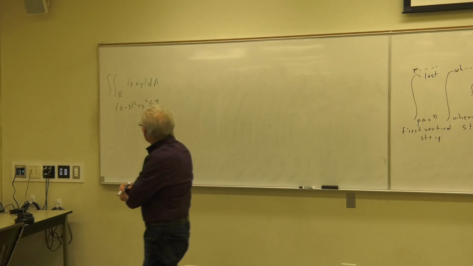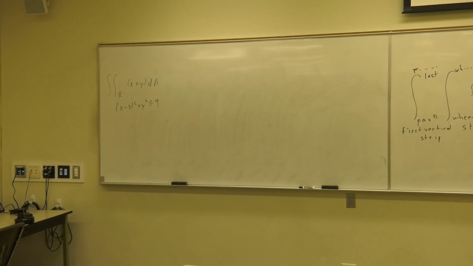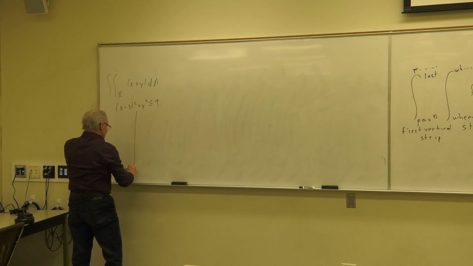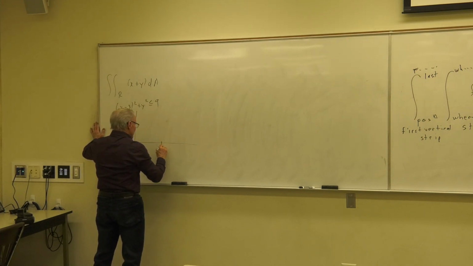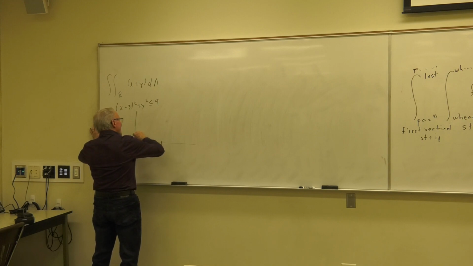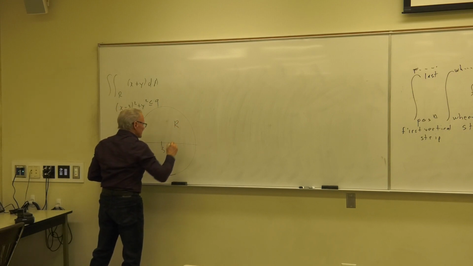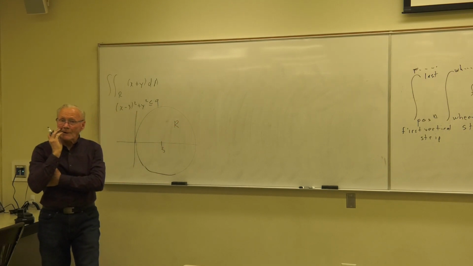All right. Now, in doing this problem, I'm going to do what we always do. I'm going to draw the region, and then I'm going to think about what this double integral stands for. So, region. We've got ourselves a circle centered at 3 and radius 3. So we're integrating over that circle. That's our region R. All right?